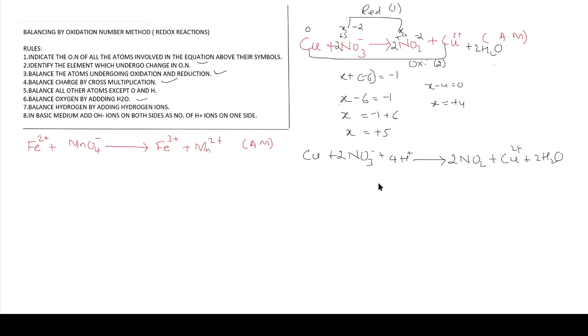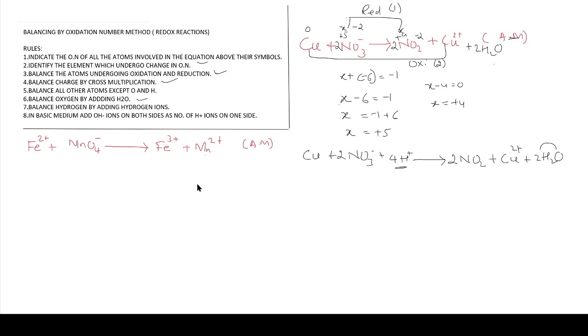Now you could see the whole equation has got balanced here, one copper here and one copper here, 2 nitrogen, and 3 into 2, 6 oxygen, 2 into 2, 4, 4 plus 2, 6. Now hydrogen, 4 hydrogen and 4 hydrogen. This AM is nothing but the acidic medium here, so the presence of H plus ions shows that it's the acidic medium.